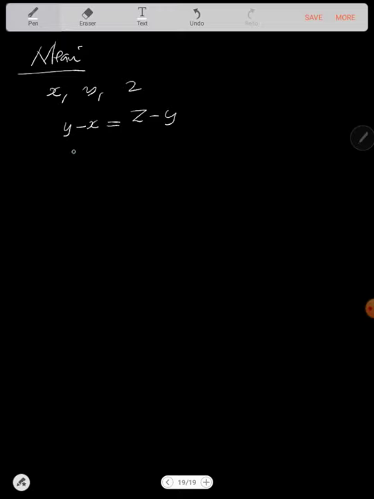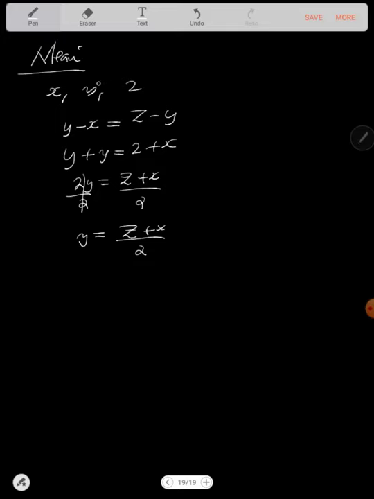Now we can collect the like terms: this y comes to this side and stays y, this z goes to the other side and becomes x. So we have 2y equal to z plus x. Divide by 2, so y is equal to z plus x over 2. So this is the mean. Now this same mean can be found by doing this: y is equal to z plus x, divided by 2.